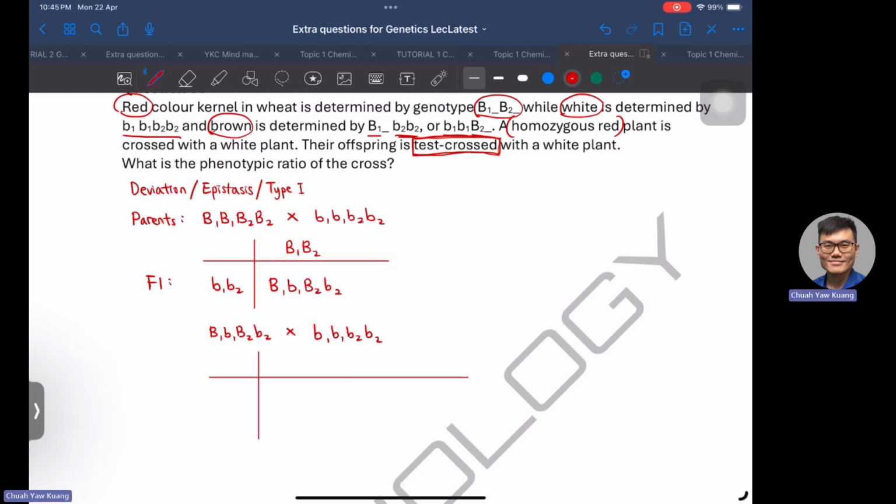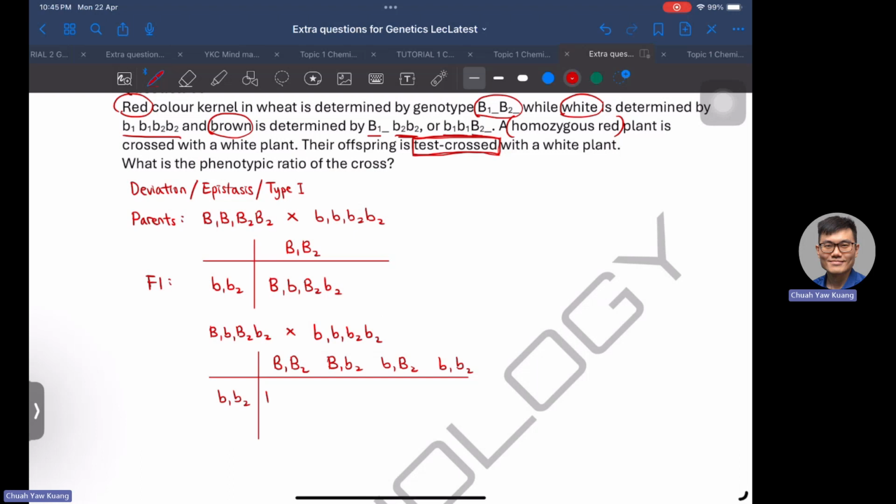So the first parent is going to produce four types of gamete. The first one is B1 B2, the second one is B1 b2 recessive, the third one is b1 recessive B2 dominant, and lastly b1 b2 recessive. For the second parent, since it's a test cross, it is going to produce only one type, which is b1 b2 recessive. Once we have this, we will do the cross.